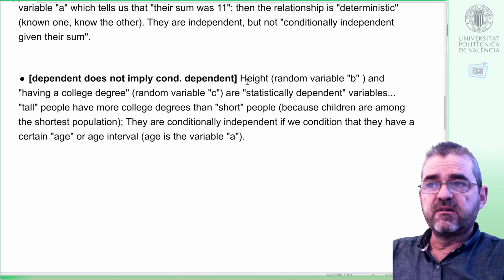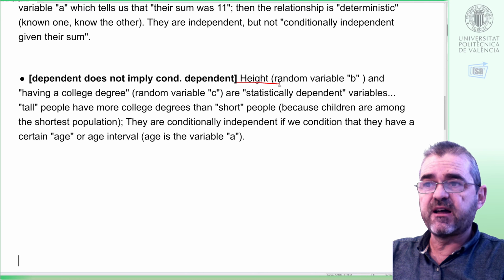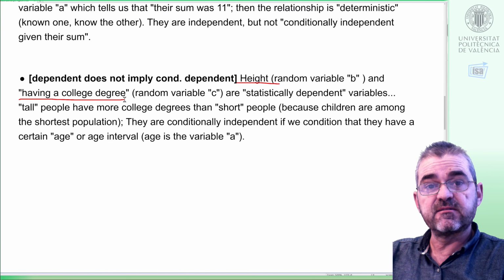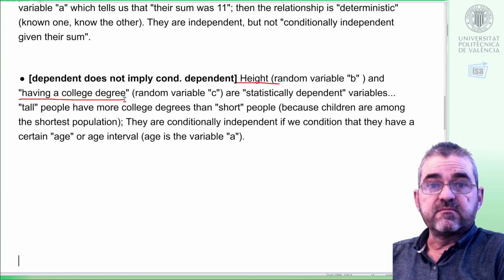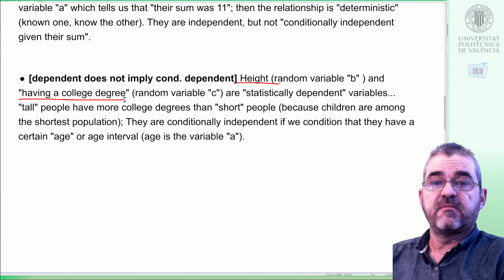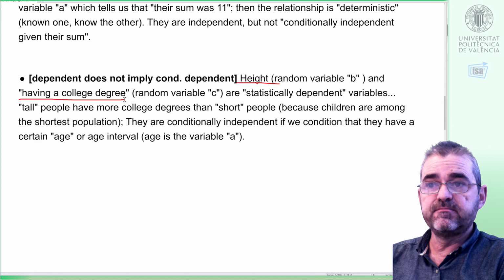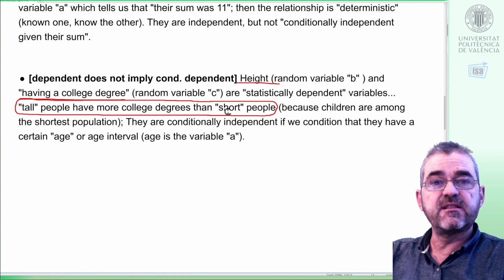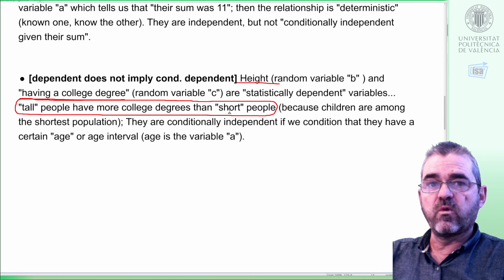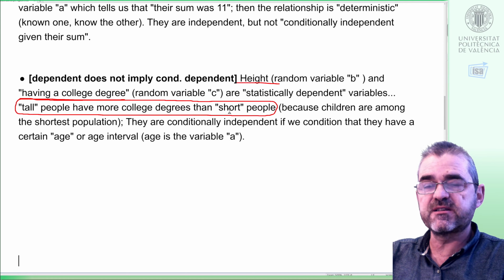We will have a random variable B, which will be the height of a given randomly chosen person. And the variable C will be having a college degree: went to university and got a degree in medicine, law, or engineering. Well, if I choose a random person and I gather data of a lot of people, then we can readily see that taller people have more university, college degrees than short people. Wow, this seems kind of surprising.